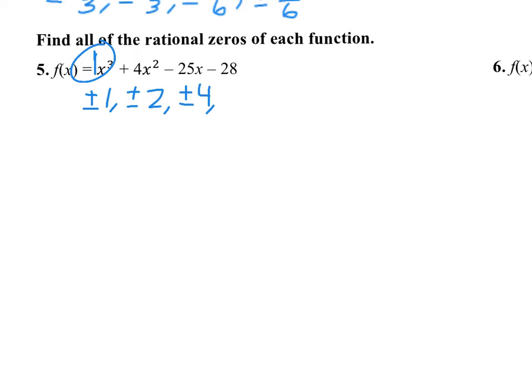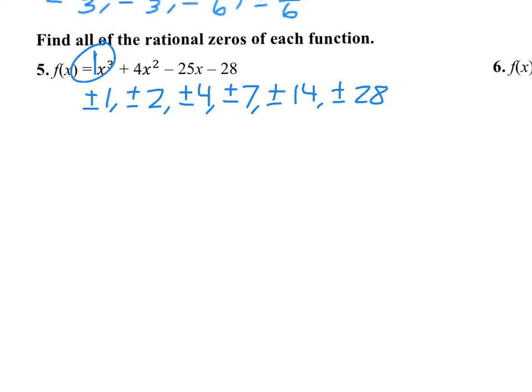5 does not go in. 6 does not go in. And now I'm just going backwards. 4 times 7, 2 times 14, and 1 times 28. Okay, so these are the possibilities. We need to find out which ones actually work.